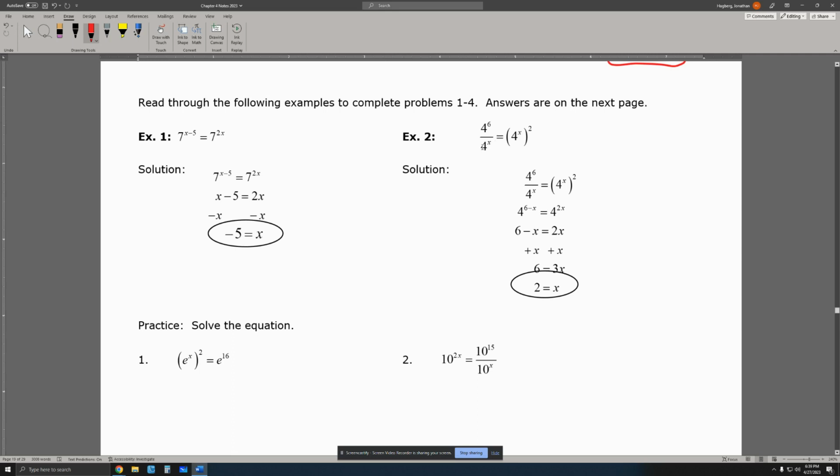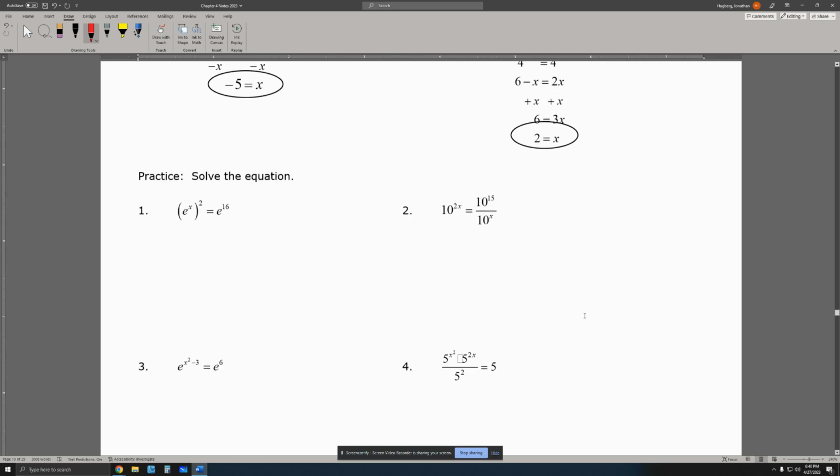Example 2, we have our quotient rule on the left-hand side, so we're going to subtract those powers, 4 to the 6 minus x. And on the right-hand side, we have our power rule, so we're going to multiply those powers, a power to a power. So x times 2 is 2x. And then finally, we have that same base of 4, so we can set the powers equal to one another. 6 minus x equals 2x. Solving for x, we add x to both sides and divide both sides by 3. We get x equals 2.